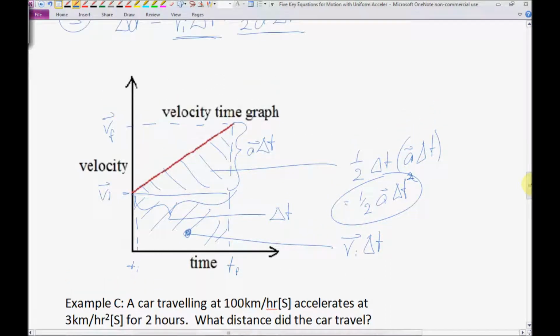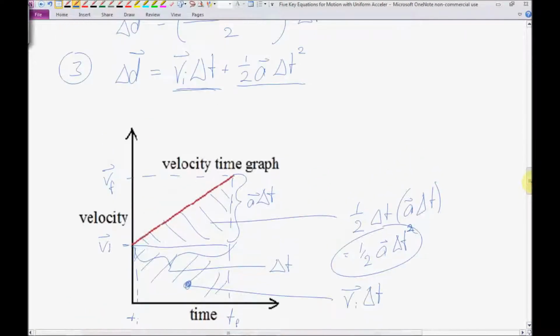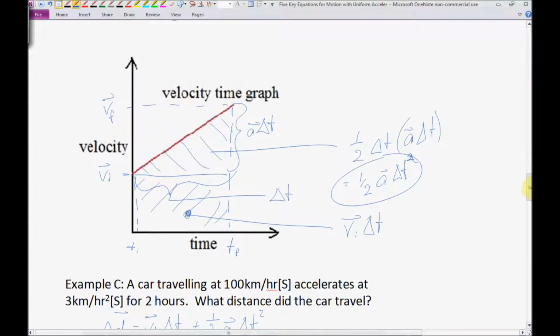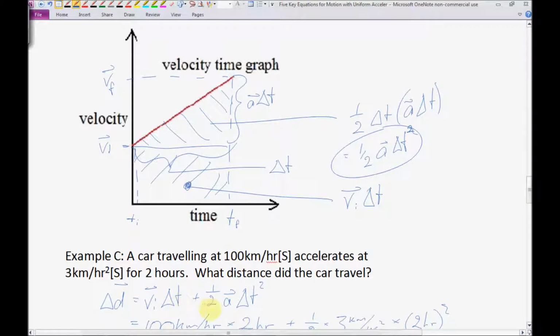Now here's an example that we can use for equation 3. Example C says a car traveling at 100 kilometers per hour south accelerates at 3 kilometers per hour squared south for 2 hours. What distance did the car travel? We need to use equation 3. So delta D equals Vi delta T plus half a T squared.